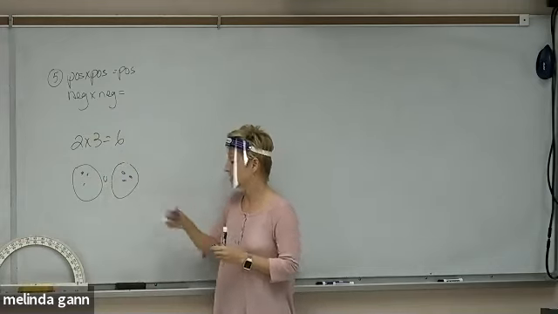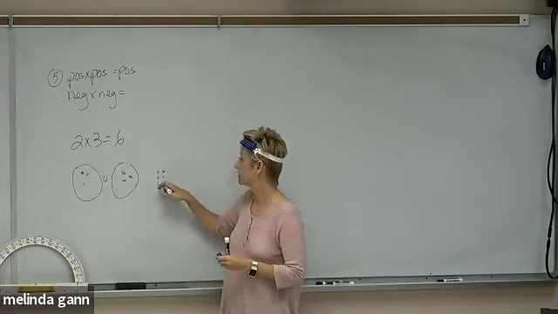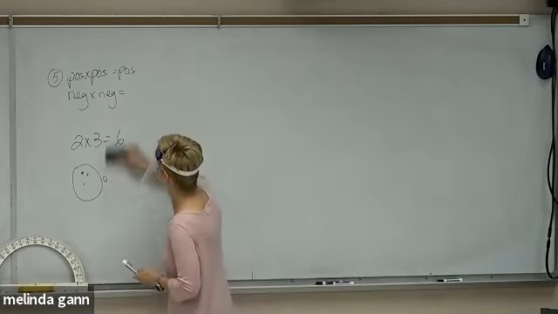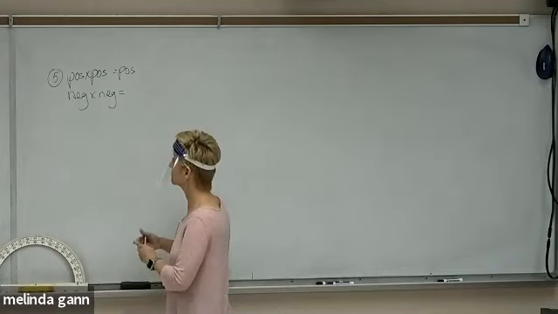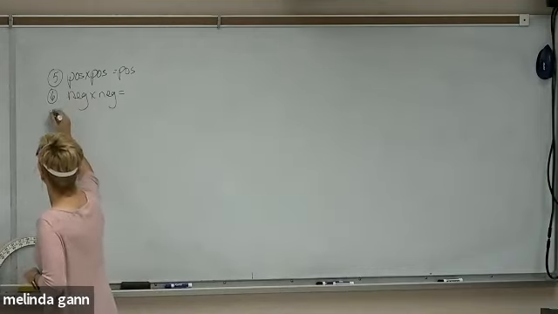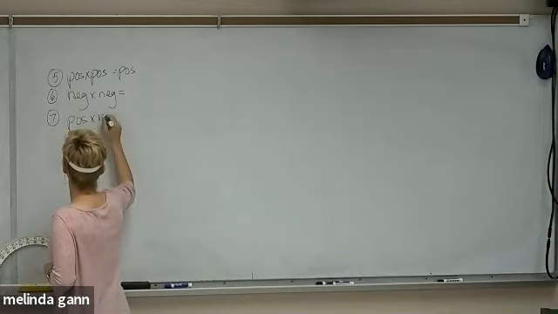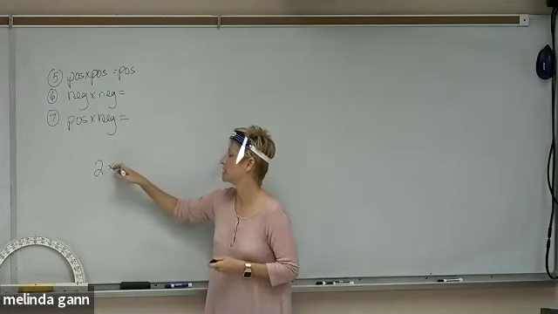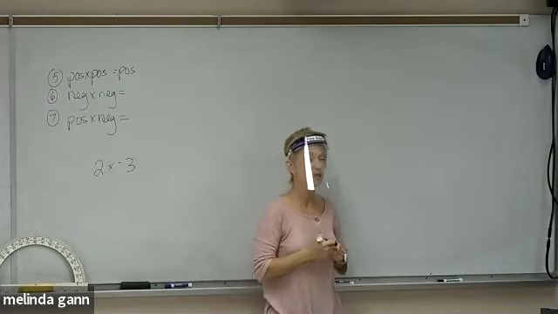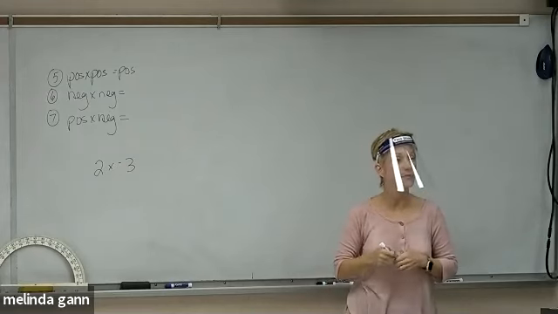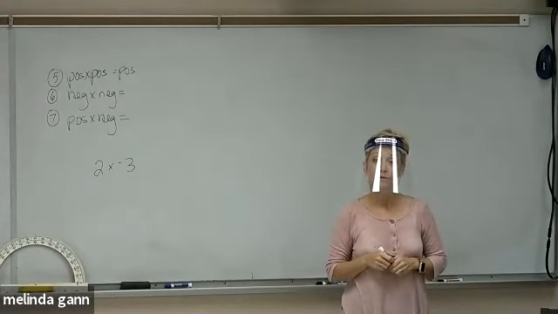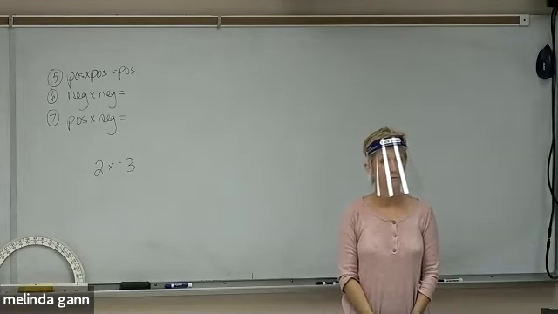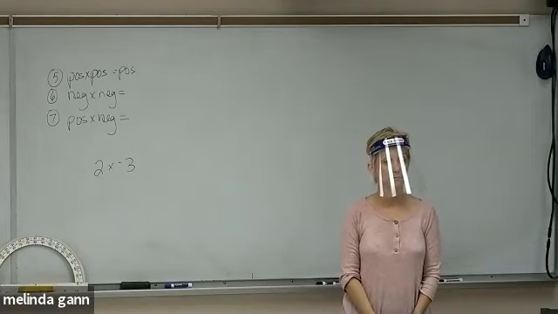And so when you union them, you get 6 blue ones. All right, so answer me this then. How do you think I would model this? What if I had a positive times a negative? In other words, what if I told you 2 times a negative 3? How would you model that with the chips? How many sets would I have? You tell me, how many sets?